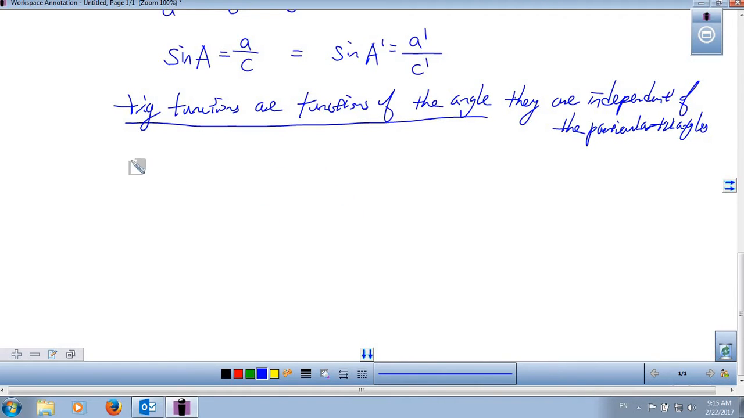So now let's take a look at some. I just want to mention in passing some of the less common functions of angles.